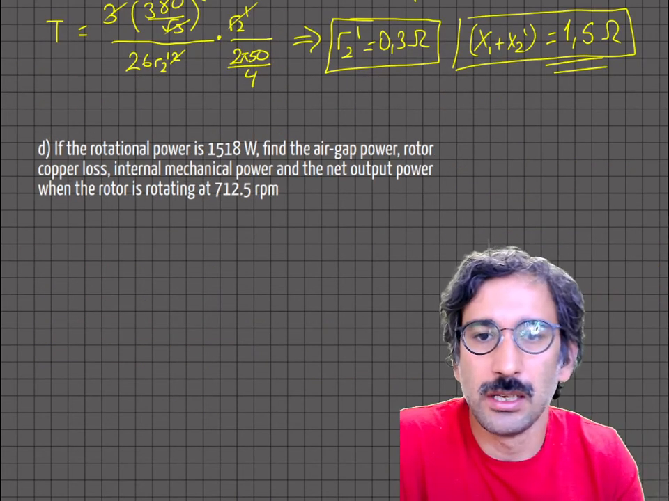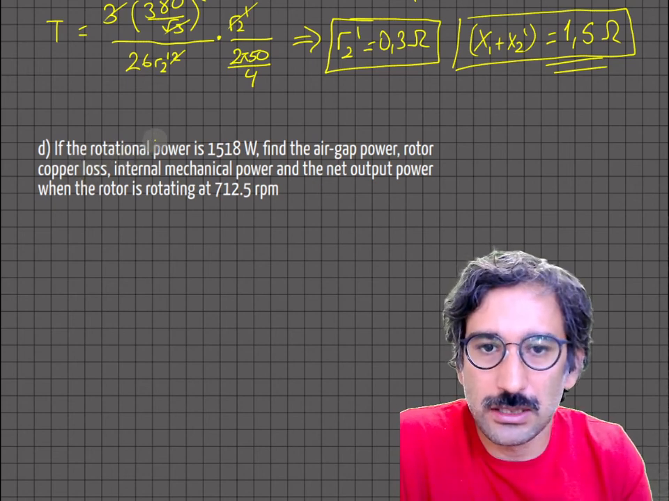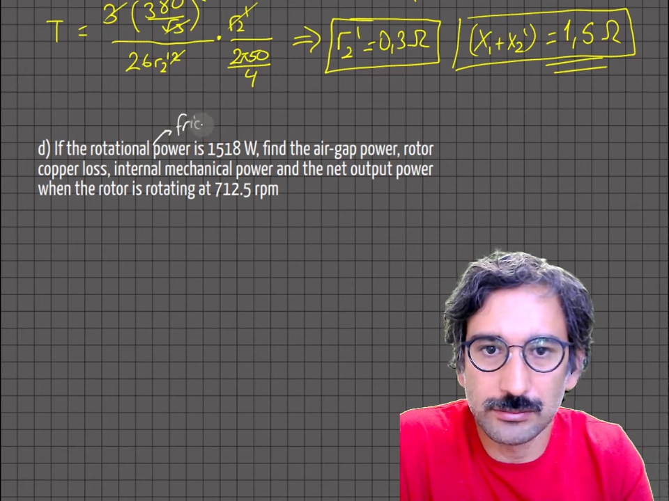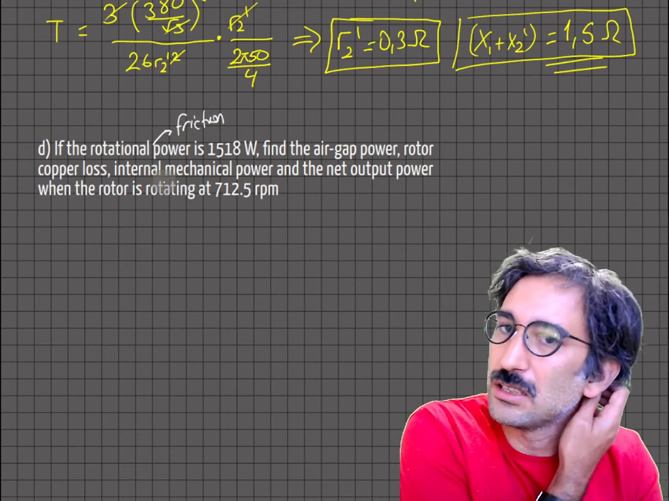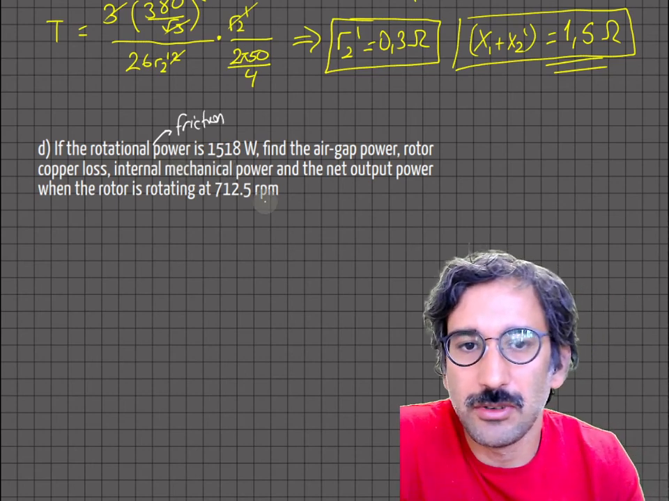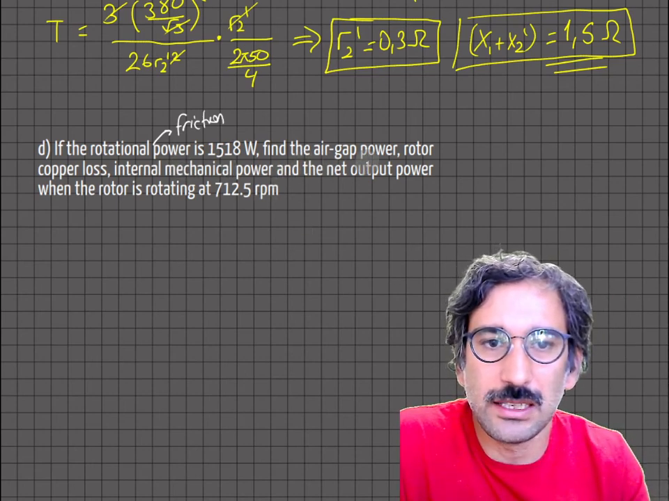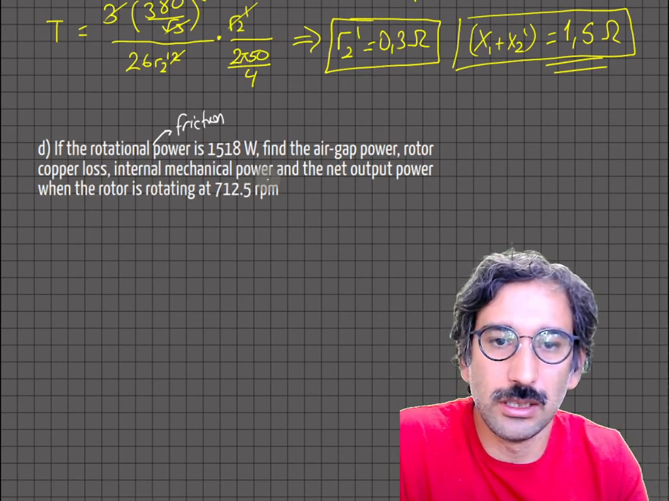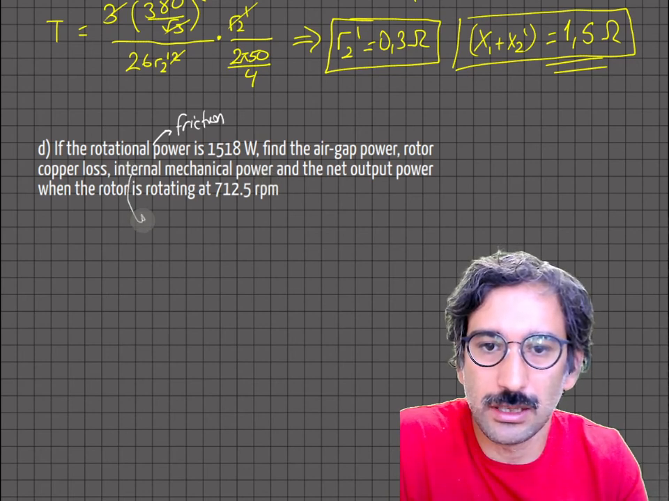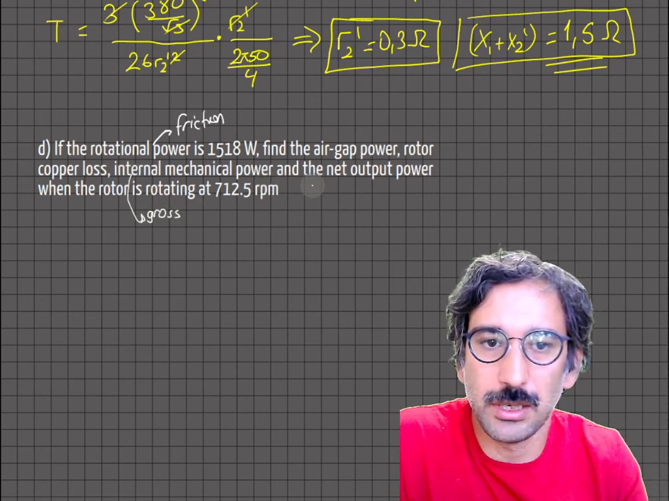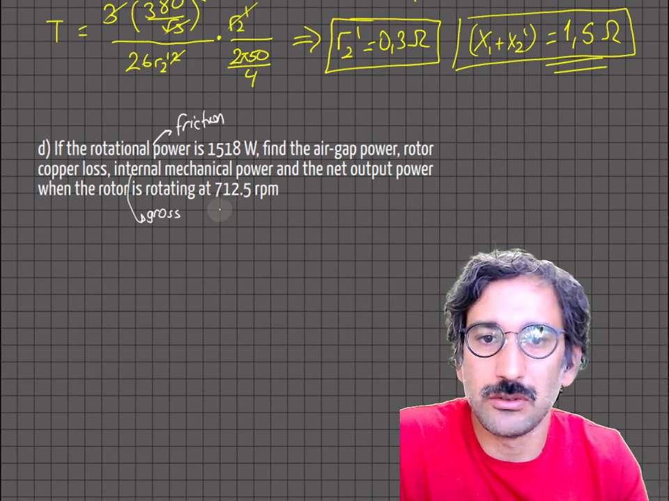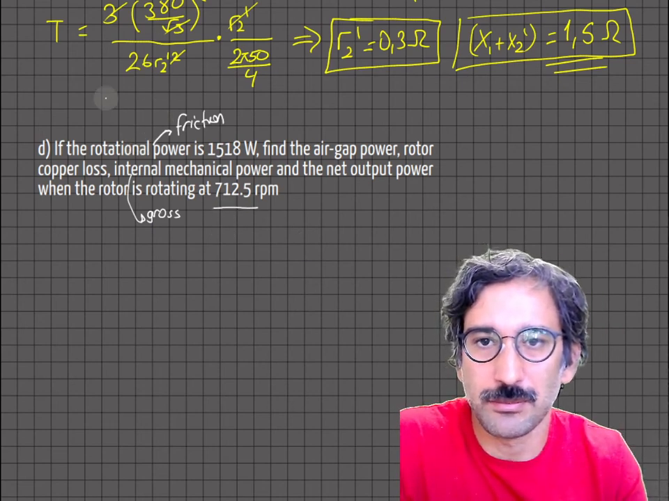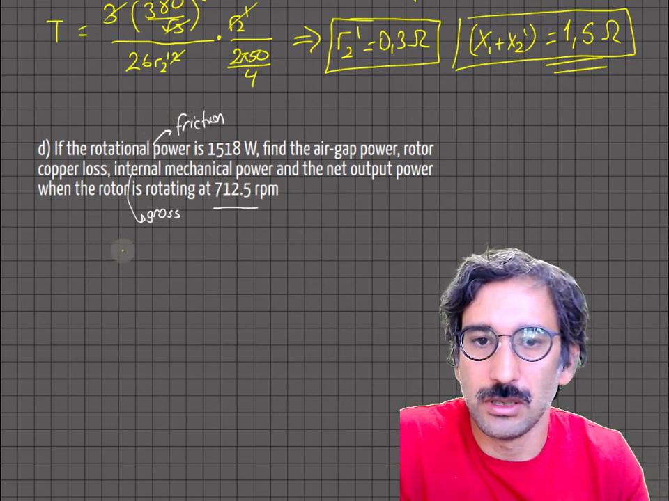Okay, in the next part we are given the rotational friction. If the rotational friction power is 1518 watts, find the air gap power, rotor copper loss, internal mechanical power, or the gross mechanical power, and the net output power when the rotor is rotating at 712.5 rpm. So let's try to calculate that one.